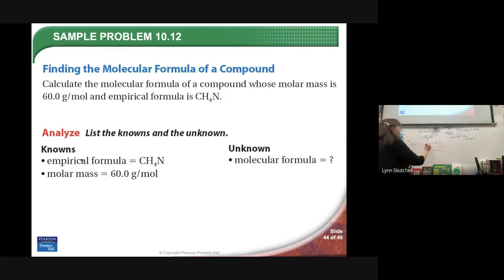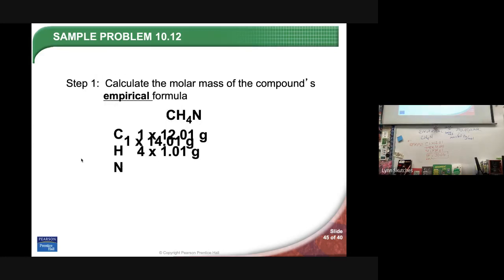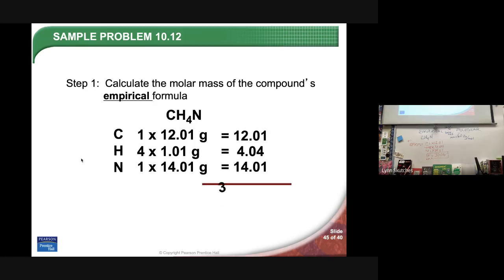So this means that this is 4 here. So 12 and 4 and 14, 30. And if you want to keep to the hundredths place, that's great. That's the empirical formula molecular mass. If the real molecule had just 1 carbon, 4 hydrogens, and 1 nitrogen, it should weigh this. Everybody good so far?